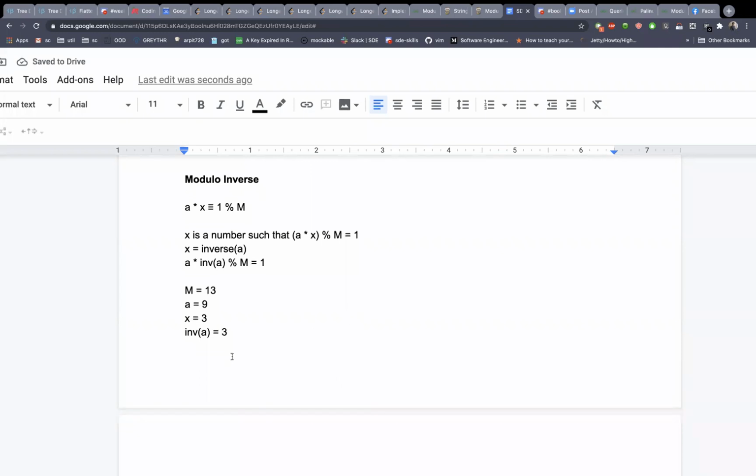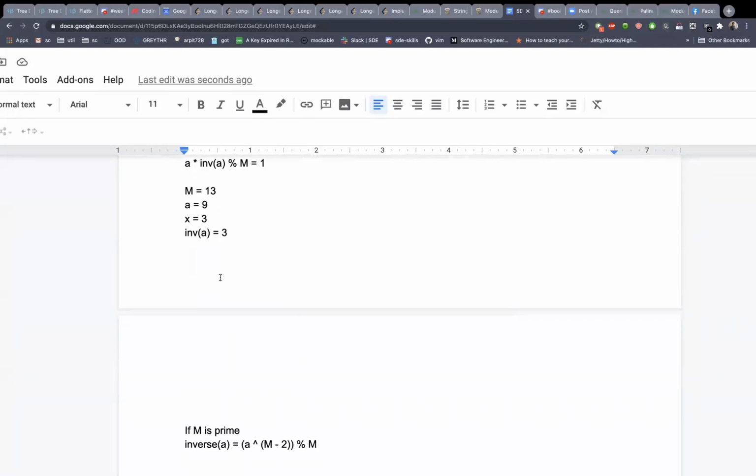No, a can be bigger than m. x will be in the range of 1 to m, but a can be bigger than m. Okay, in that case, a can be more than m also. Then it makes sense, then my logic will not work. Okay, thanks.